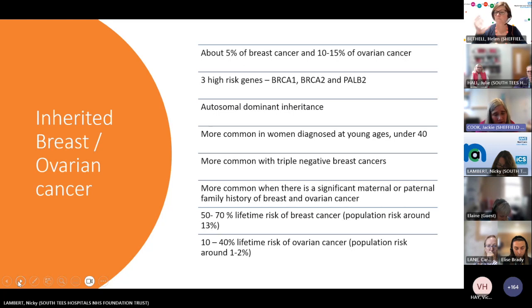And for the women who have a fault in one of these genes, their lifetime risk of developing breast cancer is somewhere between 50 to 70%, compared to the population risk for most women, which is around 13%. So these are high risks. And in ovarian cancer, the lifetime risk, depending on which gene, highest BRCA1, is between 10 to 14% compared to a population risk of 1 to 2%.